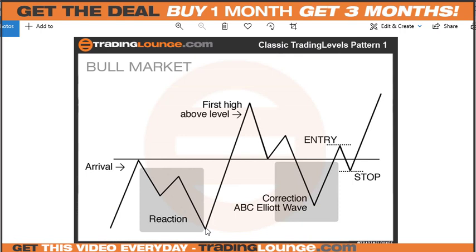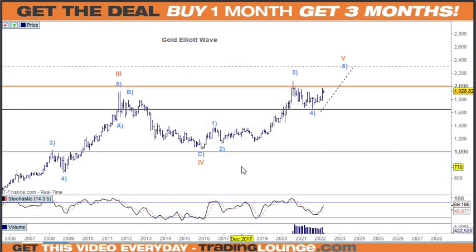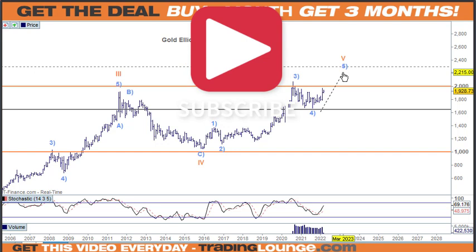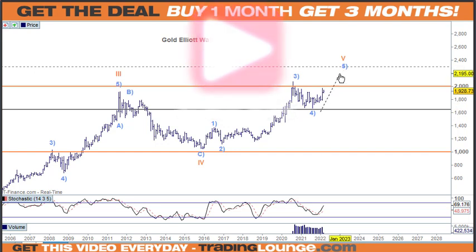We've had the reaction, and now we're looking for the first high above the level, and then we'll see an ABC correction at that point, and then we can go up further. We can extend the wave count. We could actually put this over here as wave 3 as well, and look at this as 1 and 2 and 3 and 4 and 5 at that point as well. But the normal process is that we'll get 5 waves up here that we're looking for, and then we'll have an ABC correction, and then further upside. That's how that works.